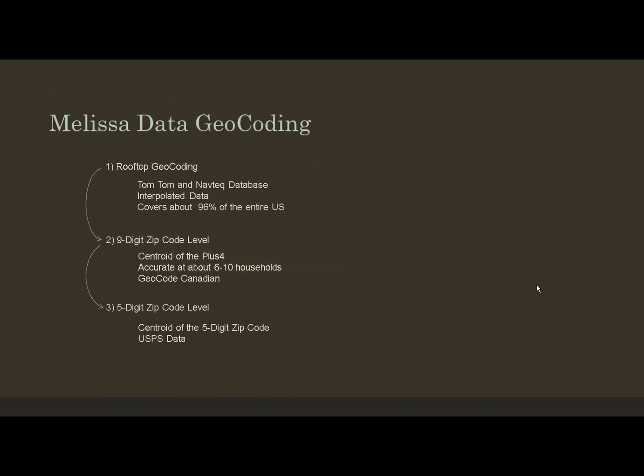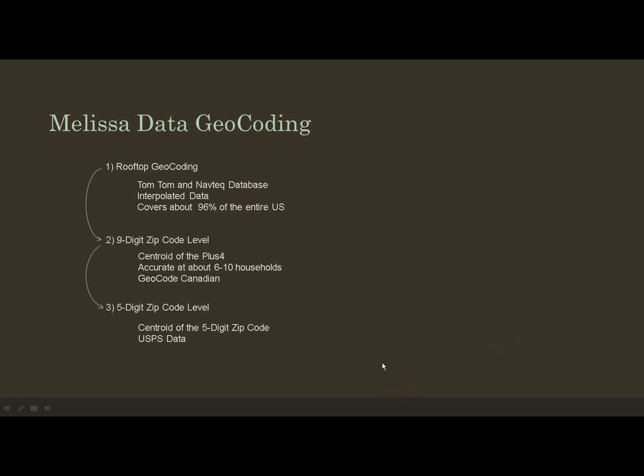Now, Melissa Data actually makes use of both of these, and through that we're able to cover about 96% of the entire U.S. And this includes, of course, interpolated data and actual rooftop geocoding. For those that we aren't able to provide rooftop geocoding for, the remaining 4 or 5% will be brought down to the 9-digit level geocoding. And if not, then we would bring that down again to a 5-digit level of geocoding, just to be able to encompass as many addresses or locations here in the U.S. as possible.